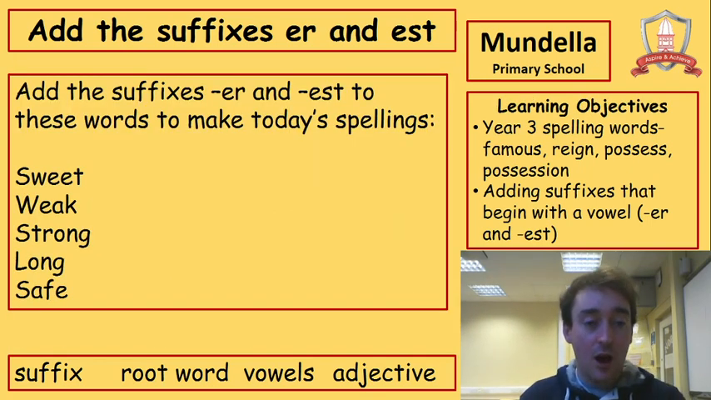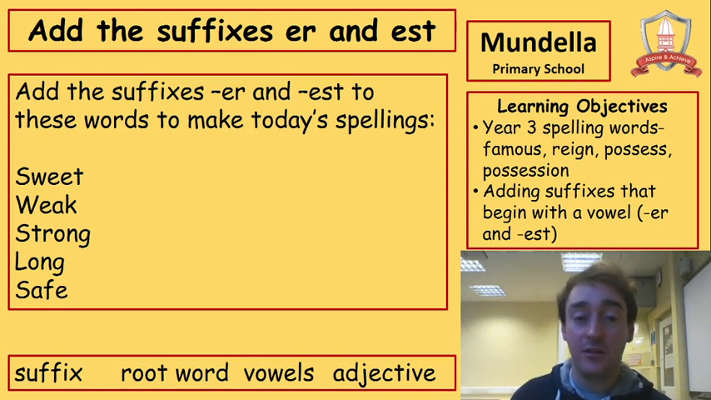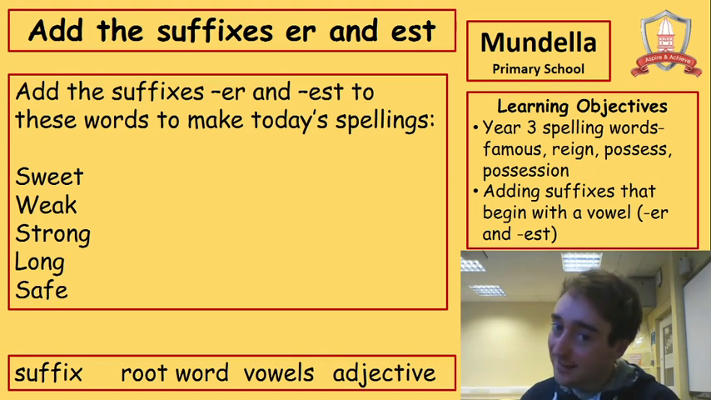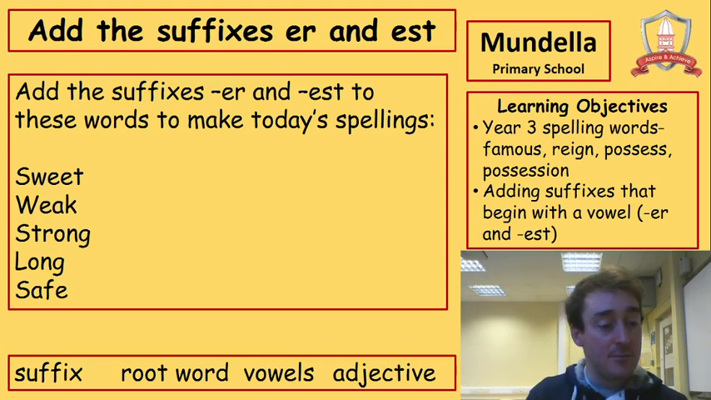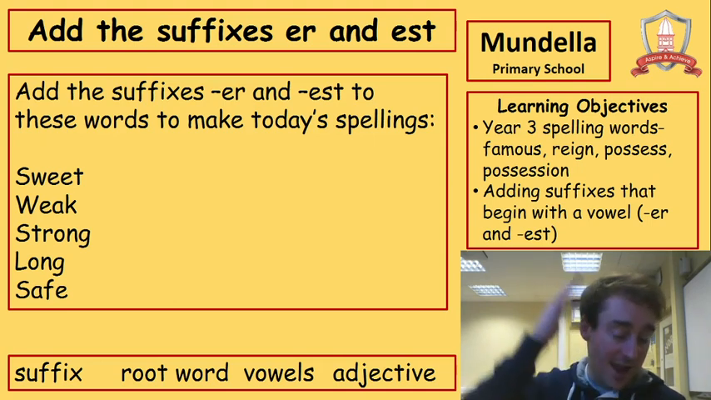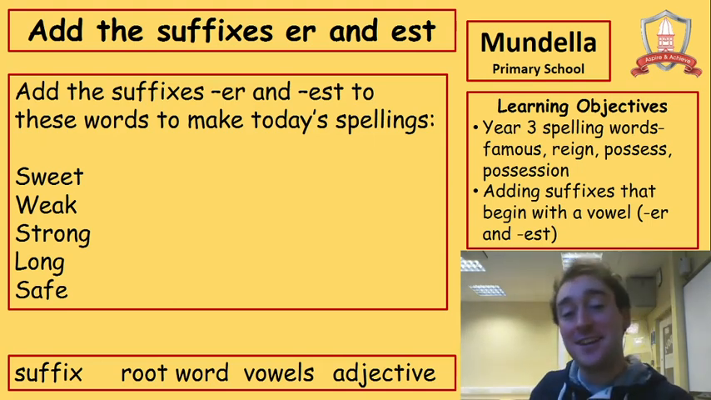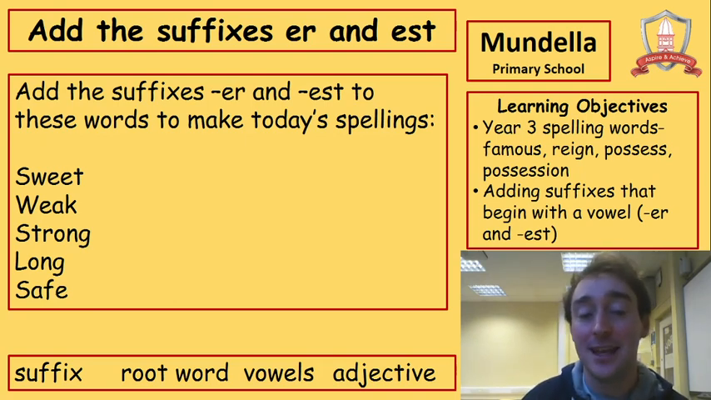Right, here are today's spellings. I want you, with sweet, weak, strong, long, and safe, to add the suffixes er and est. So sweet would become sweeter and sweetest, and then you would write sweet, sweeter, sweetest. And then on the line below you would do weak, then you'd do strong below that, and then long, and then safe, and you can do it. So pause the video now, give that a try, and then unpause when you're ready.